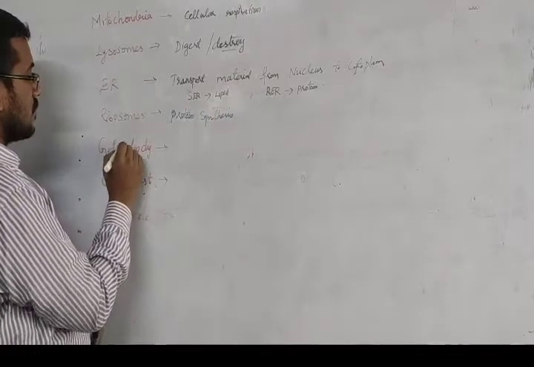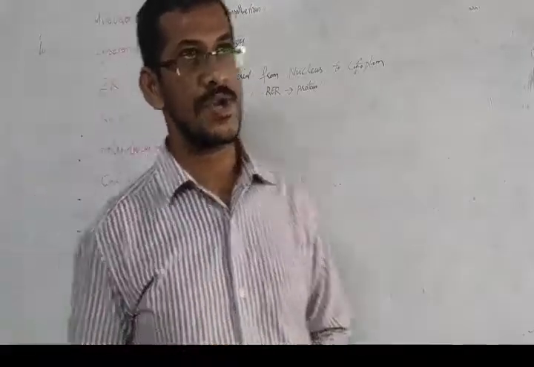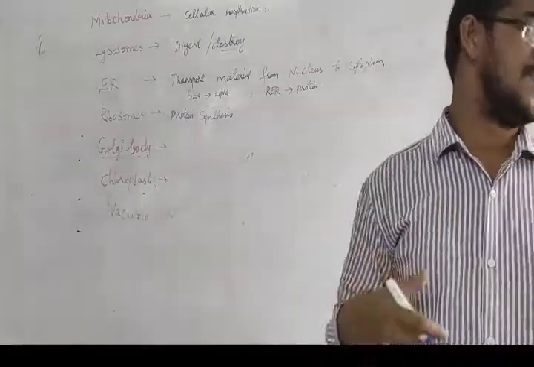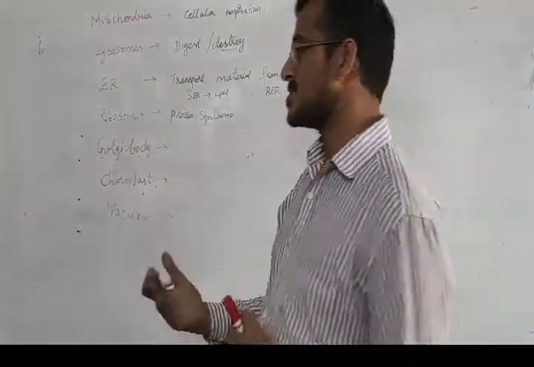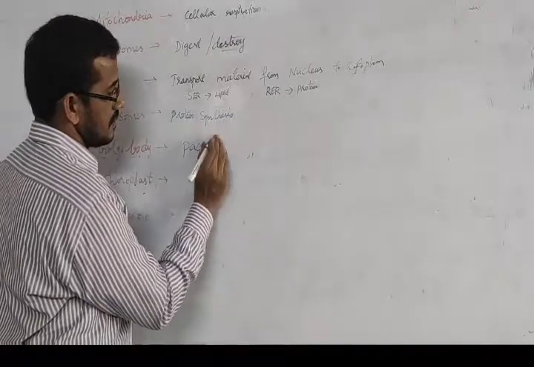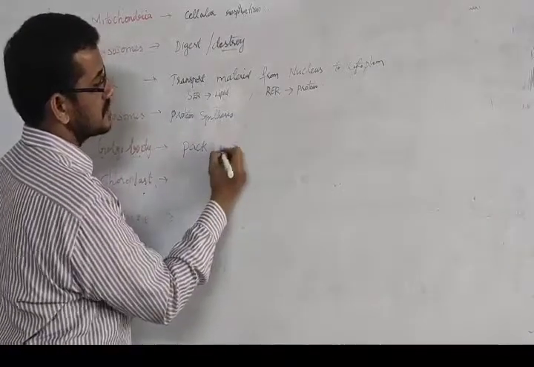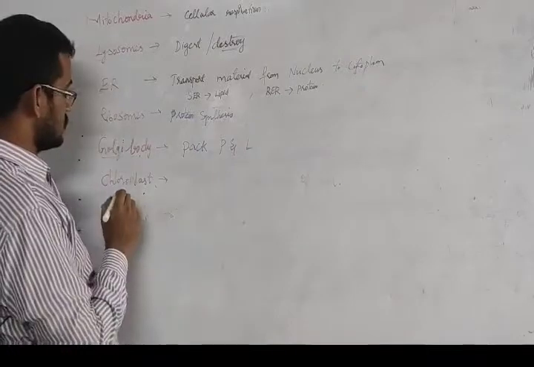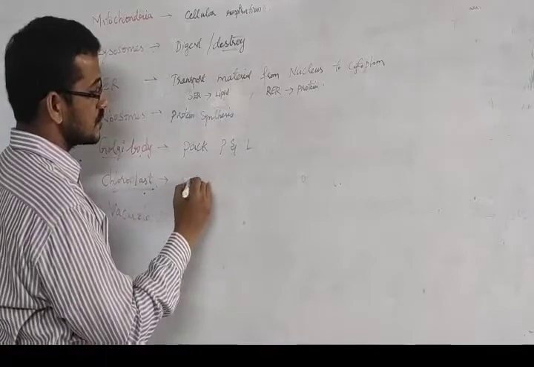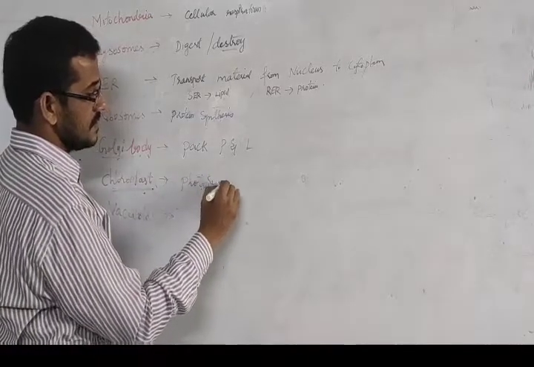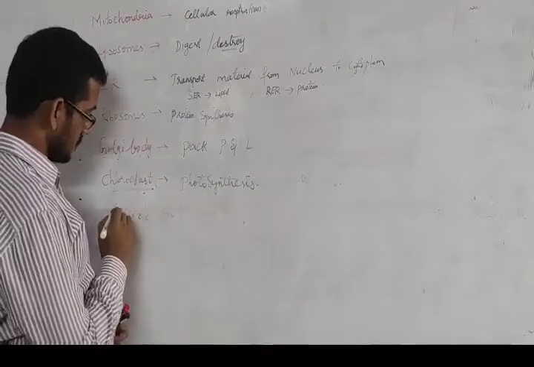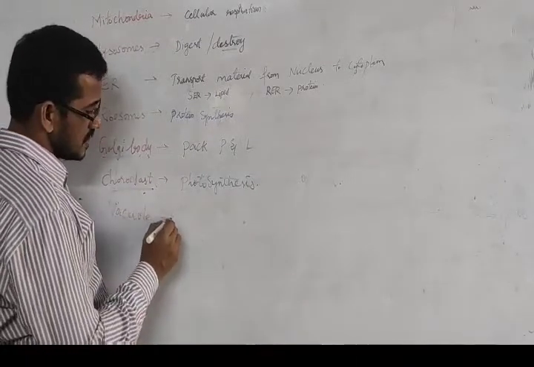What is the function of Golgi body? Golgi body is going to pack proteins and lipids before they are transported to cell membrane or other parts of the cell. So it is going to pack proteins and lipids. Understood? Chloroplast. Chloroplast trap sunlight and they help in photosynthesis.